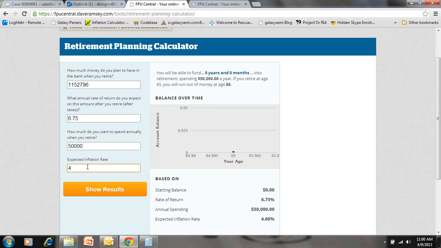That's about average. And so when I say show results, it will show this curve here, and it will say you'll be able to fund 36 years and 9 months into retirement, spending $50,000 a year. If you retire at age 65, you'll run out of money at 102. This is good, because this means that you'll probably not outlive your money and you'll be very comfortable and you'll still be able to give a lot. Let's take this one step further.